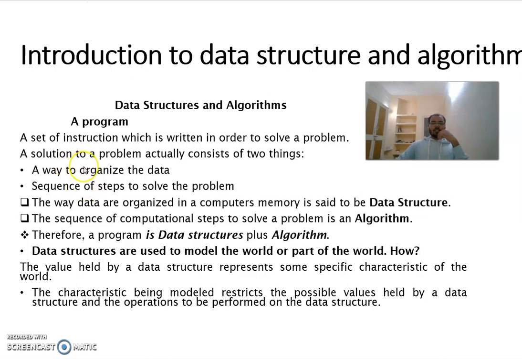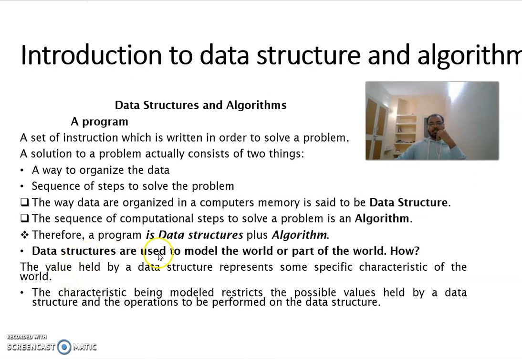The solution we are performing, or the problem we want to solve, consists of two things. The first one is the way to organize the data, and the second one is the sequence of steps to solve the problem. So the way data is organized in computer memory is called a data structure, and the sequence of computational steps to solve a problem is an algorithm. Therefore, we can say a program is data structure plus algorithm.